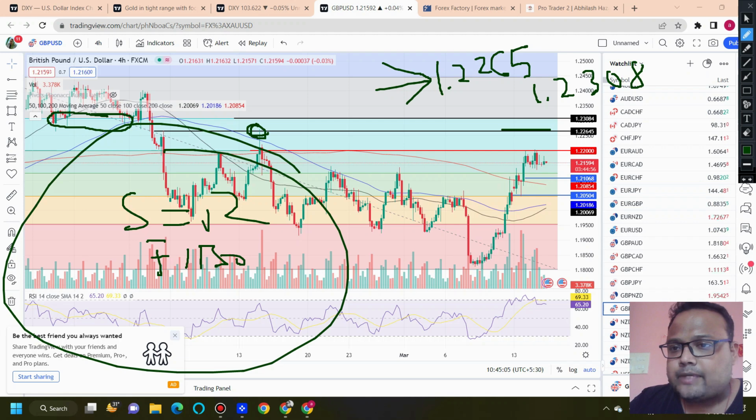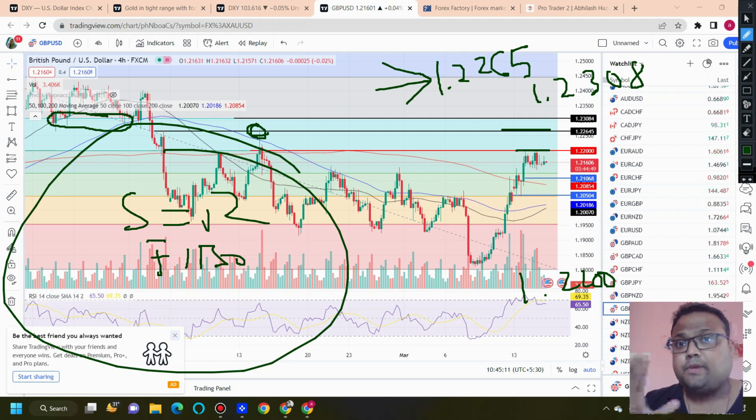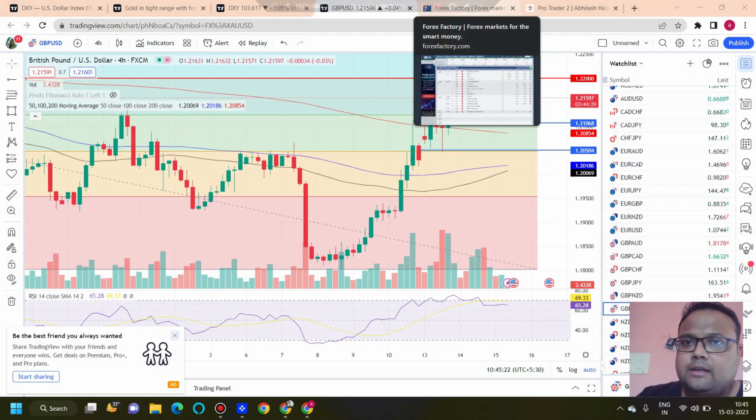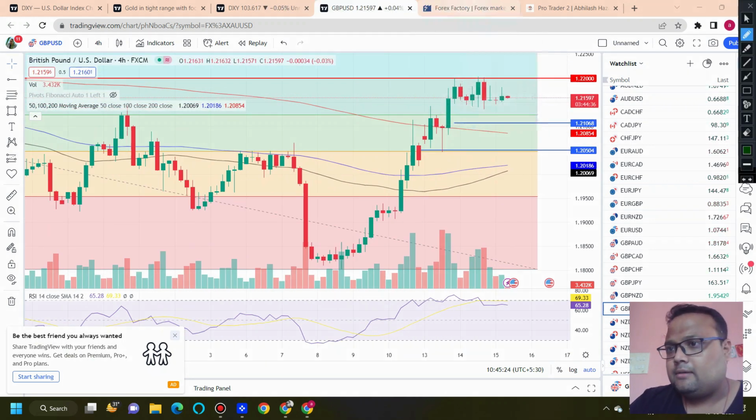And if market breaks this red line here, 1.2200, you can also go for a buy position. But be careful because 1.2200 is the resistance right now. And if possible, try to take a buy at retracement because usually market goes for a false breakout, stop loss hunting as well. So please be careful.